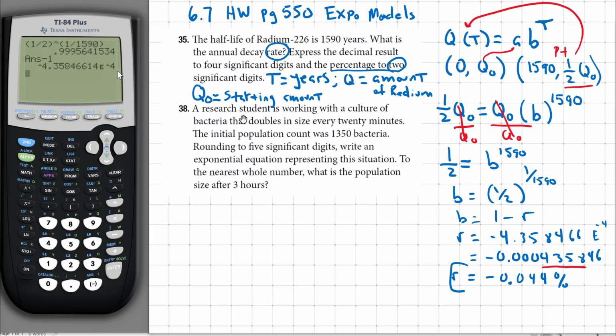It's a really small decay rate. So it's decaying very slowly. That's why it took 1,590 years, because we have a very tiny decay rate.